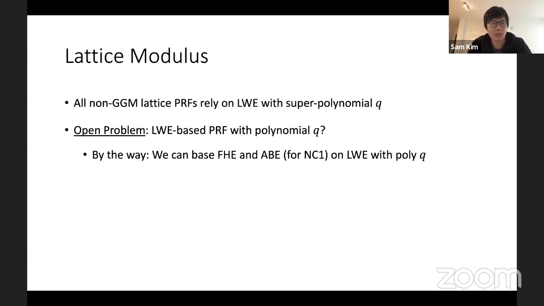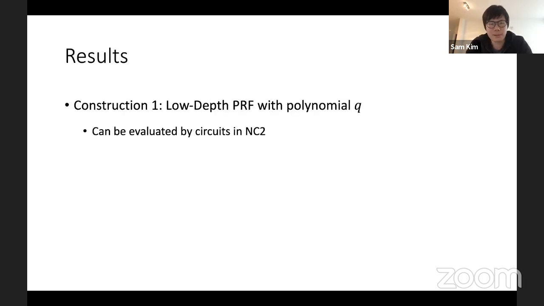Prior to this work, basically all non-GGM based lattice PRFs relied on LWE with a superpolynomial modulus Q in the security parameter. So the open problem that we tackle in this work is constructing an LWE-based PRF with only a polynomial modulus Q in the security parameter. So let me just state our result and conclude.